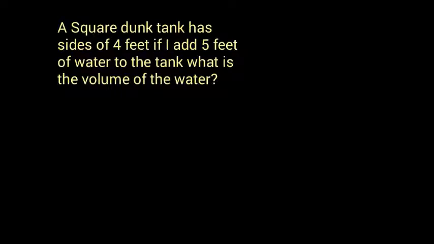Alright, so now we have a square dunk tank. Has sides of 4 feet. If I add 5 feet of water to the tank, what is the volume of water? So again, our volume equals, the square is a rectangle, so it's still going to be length times width times height, but our length and width are going to be the same, which is just the side of that square. So our volume is going to equal 4 times 4 times 5.